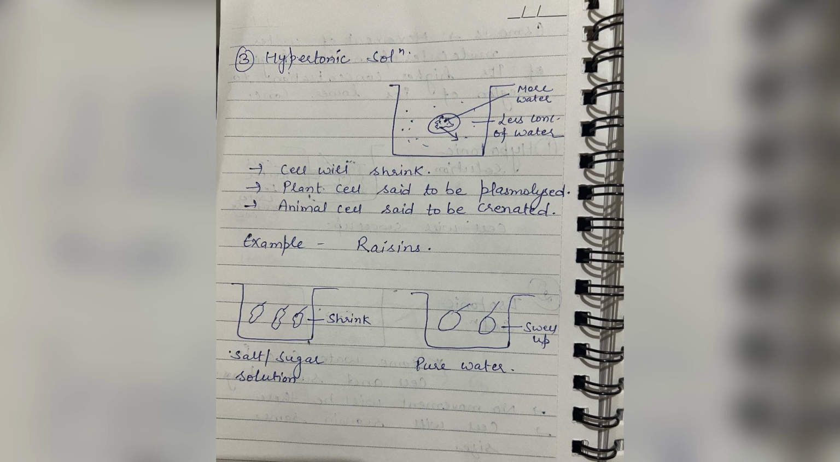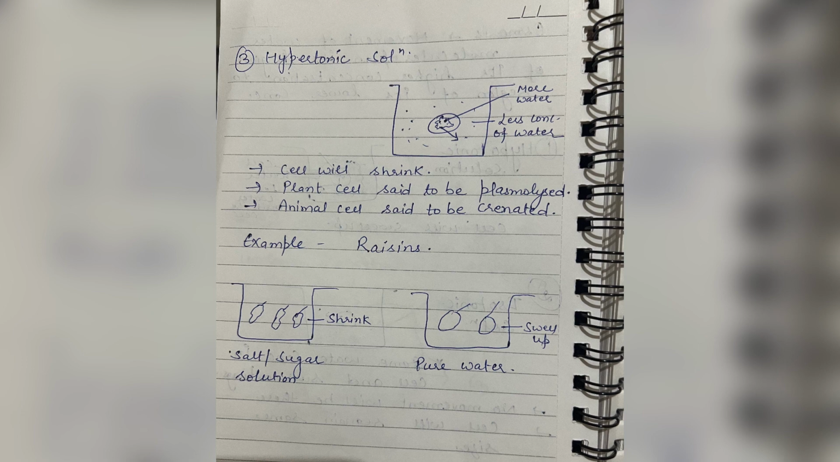So if we keep the raisins in a salt and sugar solution, what will happen? The raisins will shrink due to the lower concentration of water and the higher concentration of solute. The water present inside the raisin will move from inside to the surroundings due to the lower concentration of water in the surroundings.